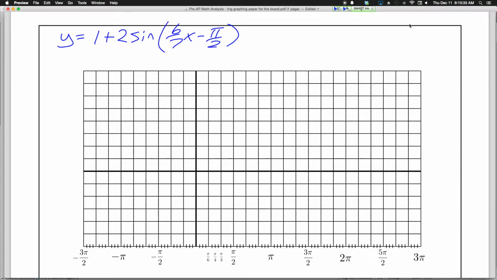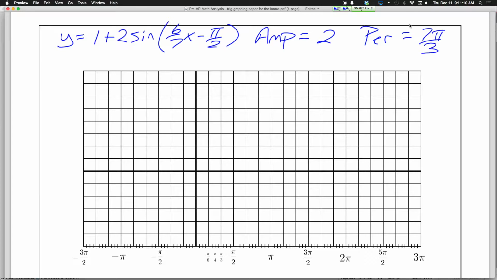All right, y equals 1 plus 2 sine of 6 over 7 x minus pi over 2. So what is my amplitude? 2. My amplitude is 2. Period? 7 pi over 3.